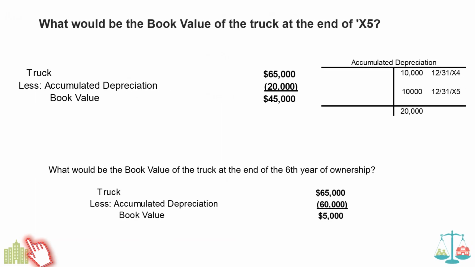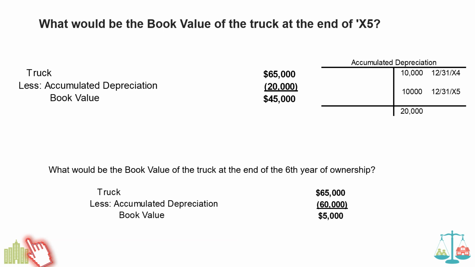Now, let me ask you again, given this example with the truck, what would be the book value of the truck at the end of the second year? What would be the book value that would appear on the balance sheet of this truck at the end of the second year? Again, the book value is the original capitalized cost of the asset, which was $65,000, less accumulated depreciation, this contra-asset. What would be the balance of accumulated depreciation at the end of the second year?